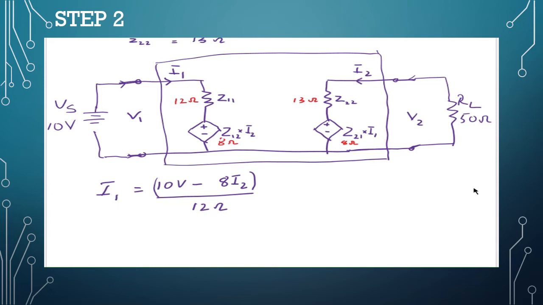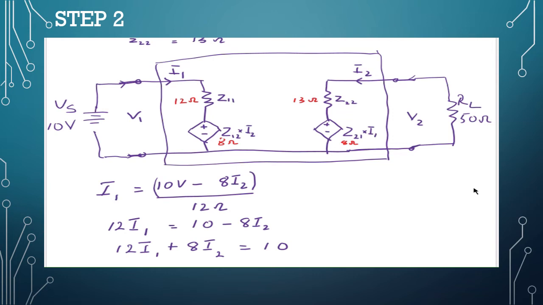So we get that 12 I1 is equal to 10, you're going to leave off the volts, 10 minus 8 I2. So we get that 12 I1 plus 8 I2 equals 10. All right, so that's our equation for I1.